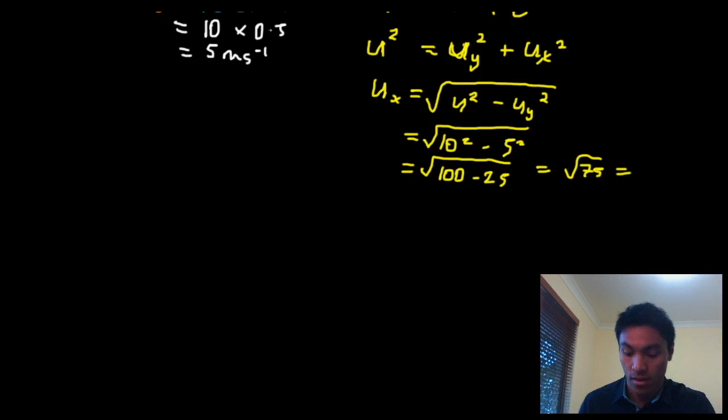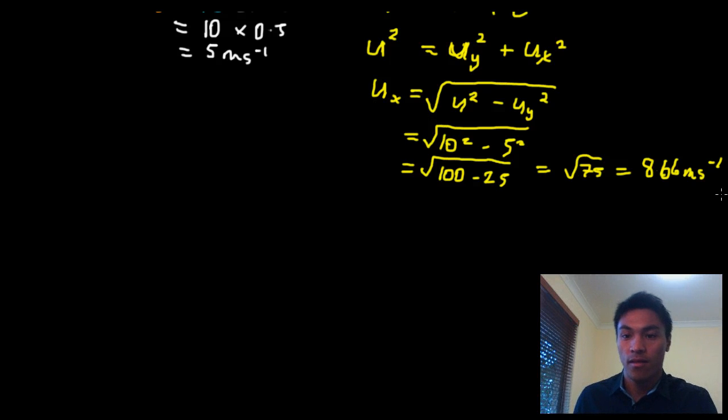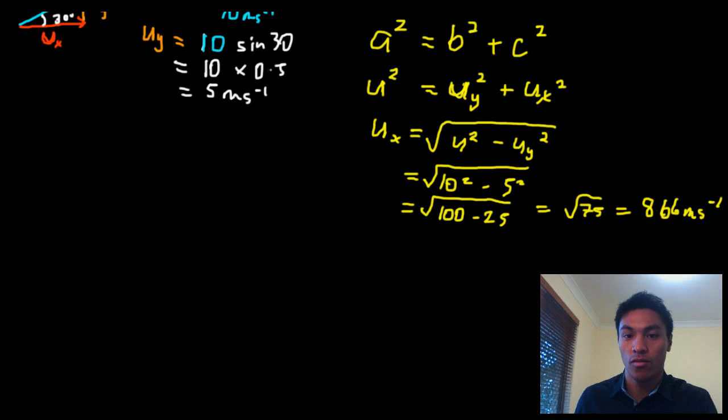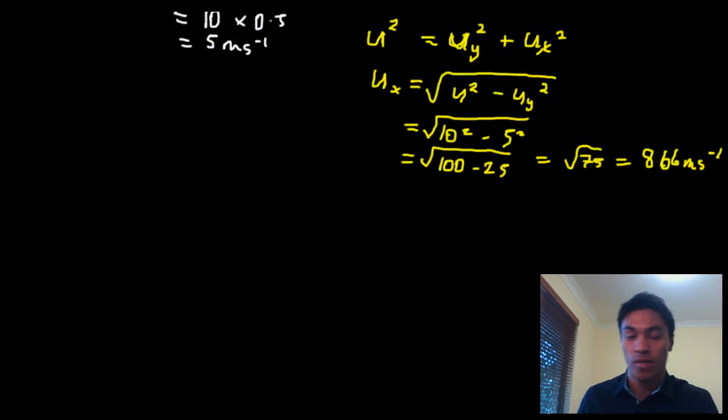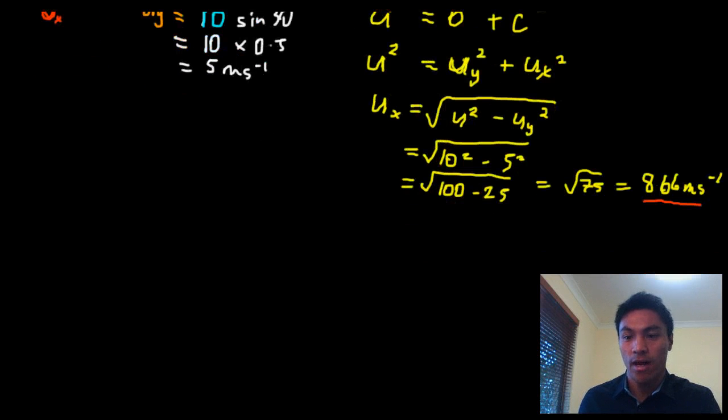8.66 meters per second. So we found out our horizontal velocity here. Now, this is going to be a constant value because we know that in the horizontal direction there's going to be no acceleration, so that 8.66 is going to be constant.